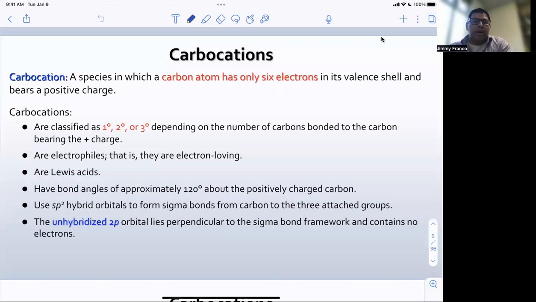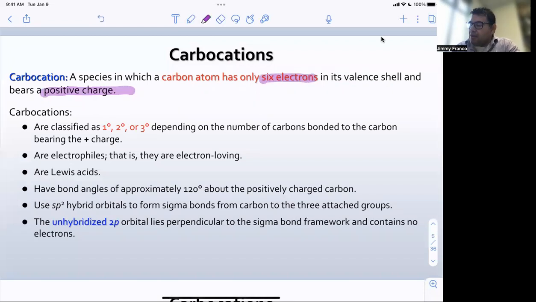We want to look at carbocations. Carbocations are a carbon with only 6 electrons. It's important that it only has 6 electrons, which means its valence shell isn't filled. Typically a carbon wants 8 electrons, but if it only has 6, it's got a spot for 2 more. And it typically has a positive charge. So it's got 6 electrons and then has a positive charge.